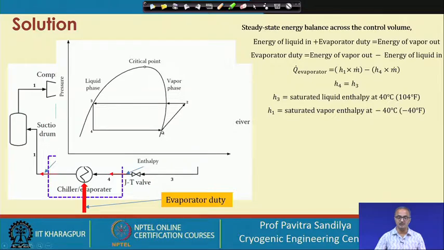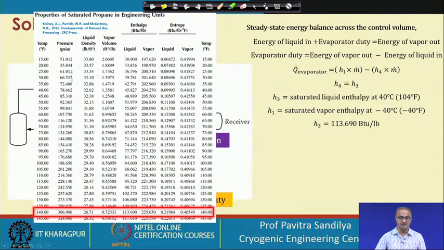This is the enthalpy for the inlet gas stream, and we are converting degrees centigrade into degrees Fahrenheit. Why? Because the thermodynamic charts available to us are given in the FPS system. So, from the properties of saturated propane in engineering units, from this particular reference, we have taken the data, and for 140 degrees Fahrenheit we find these are the data for the saturated vapor.